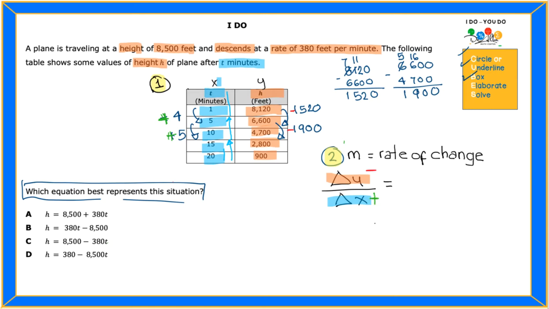From here, we can predict our sign. What is the answer, guys, when we divide a negative by a positive? Yes, it is going to be negative. When we divide opposite signs, the answer is going to be negative.